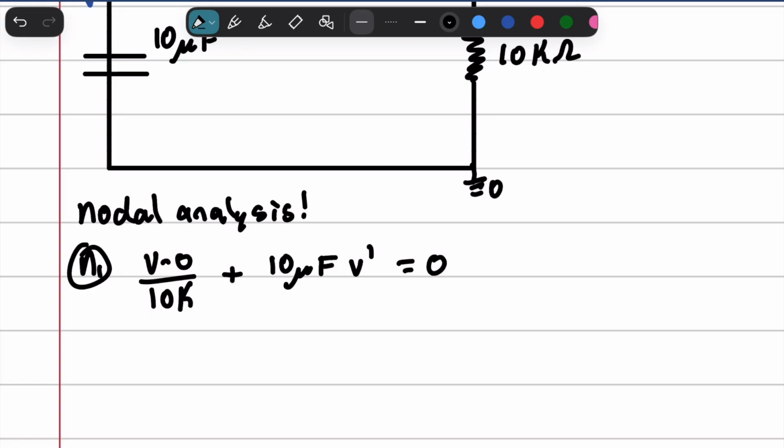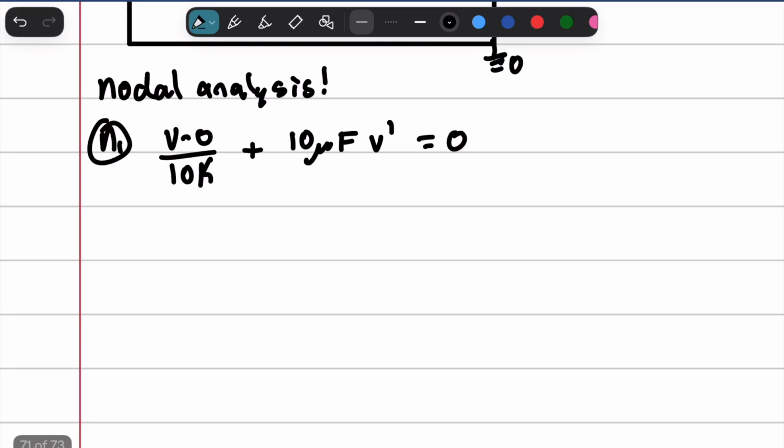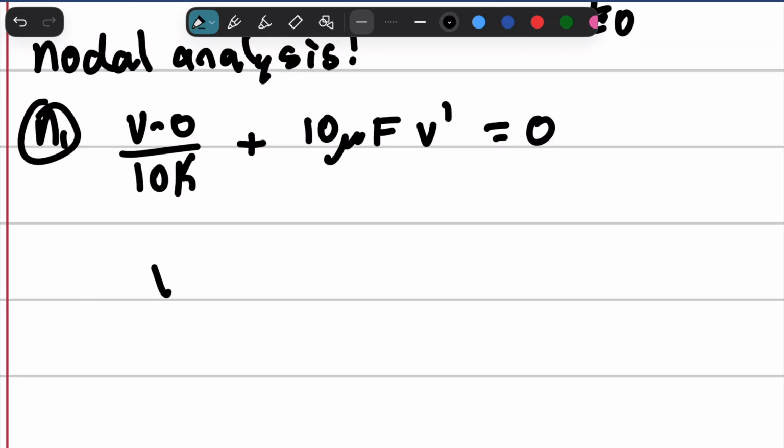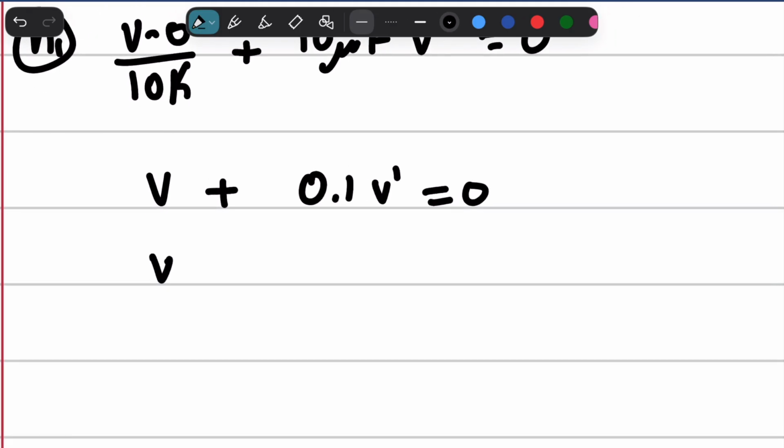Now let's go ahead and solve this. We're going to multiply both sides by 10K, so it's going to be V plus 10 to the 10 times 10 to the negative 6 times 10 times 10 to the 3, which is going to be 0.1, V prime is equal to 0. And I like to write my V prime right here. And we're going to divide everything by 0.1. And it's going to be V prime plus 10 V is equal to 0.